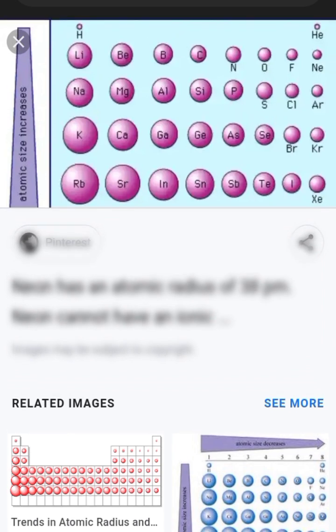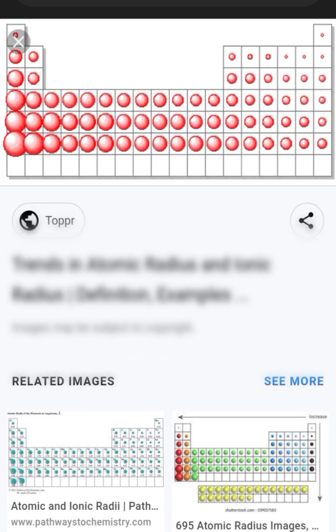Then if you check everything, you have to move from left to right, the size will be decreasing. If you move from right to left, it will be increasing in size. From top to bottom, it will also be increasing. Also check for this. You can see it. So this explains everything. So this is all about atomic radius. You can see it yourself.